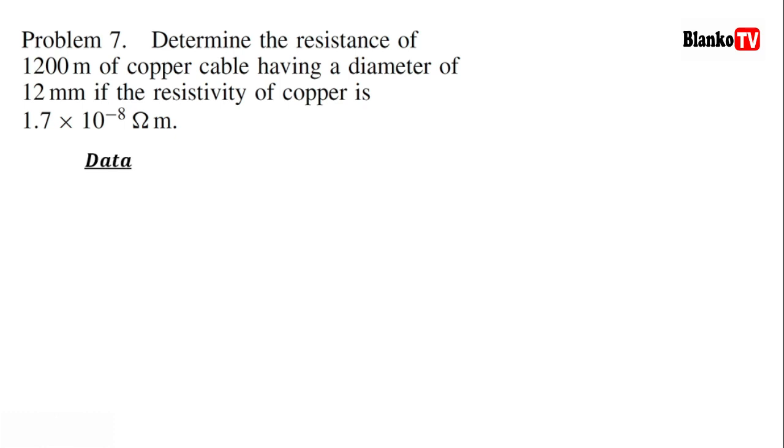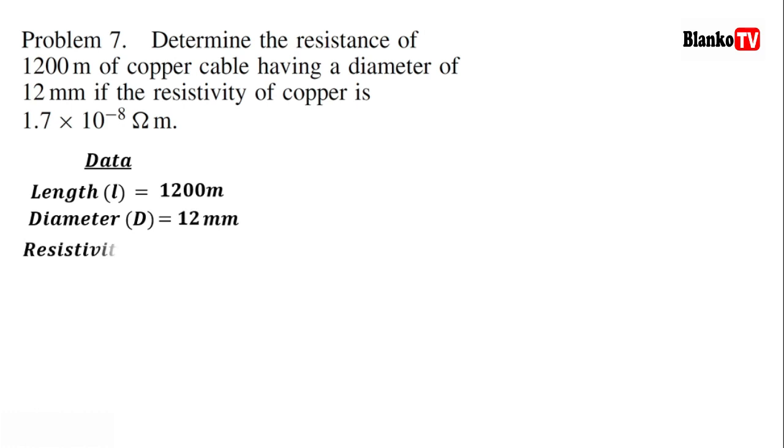Okay, so let's write our data down. We have length, which is equal to 1200 meters. We have diameter D, which is equal to 12 millimeters. And then resistivity, which is the rho, is equal to 1.7 times 10 raised to the power negative 8 ohm meter. So we are to determine the resistance of the copper cable.